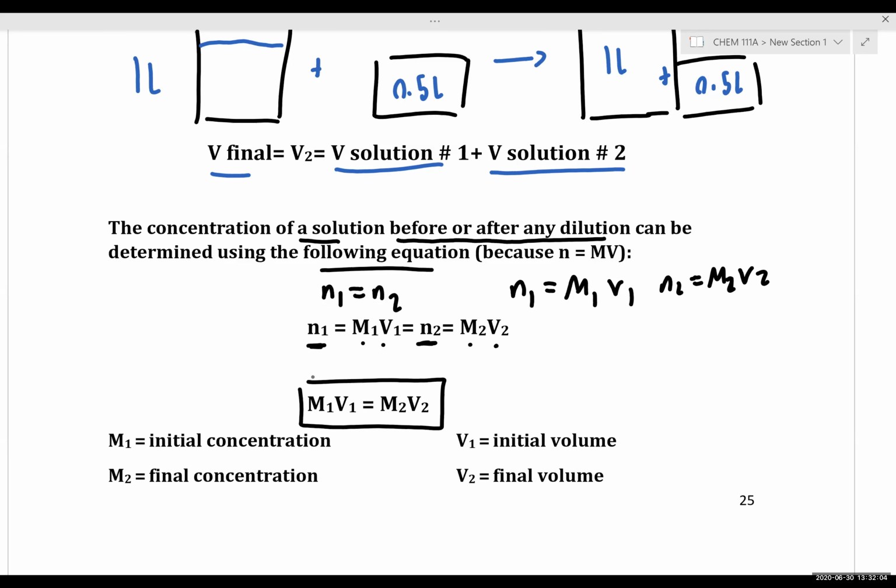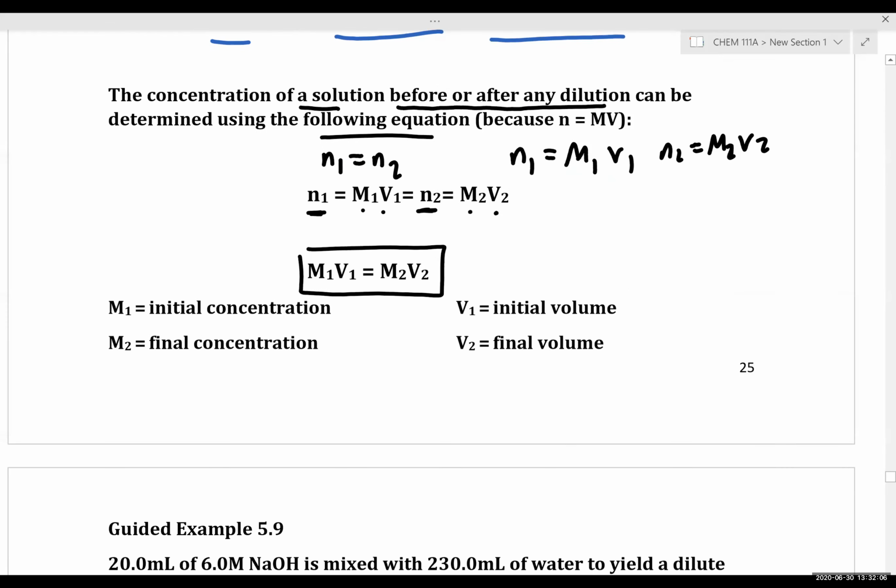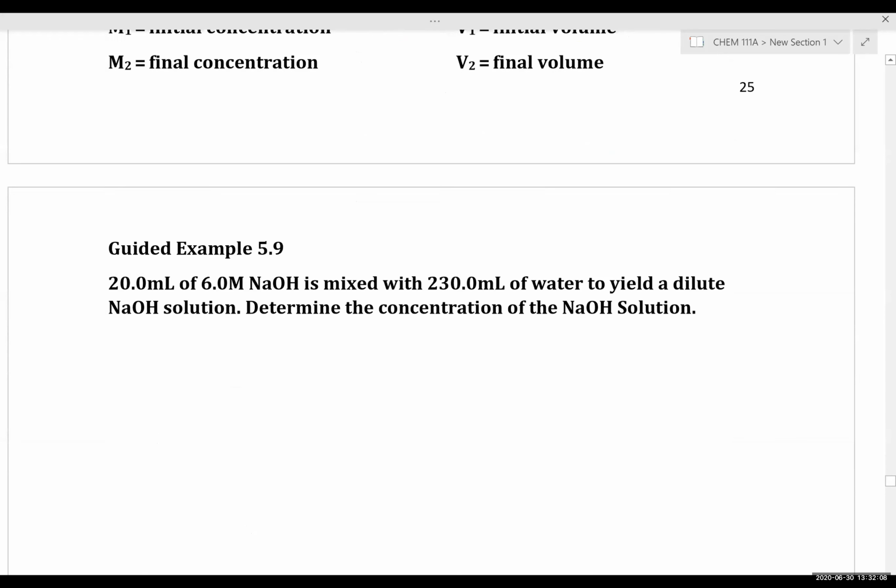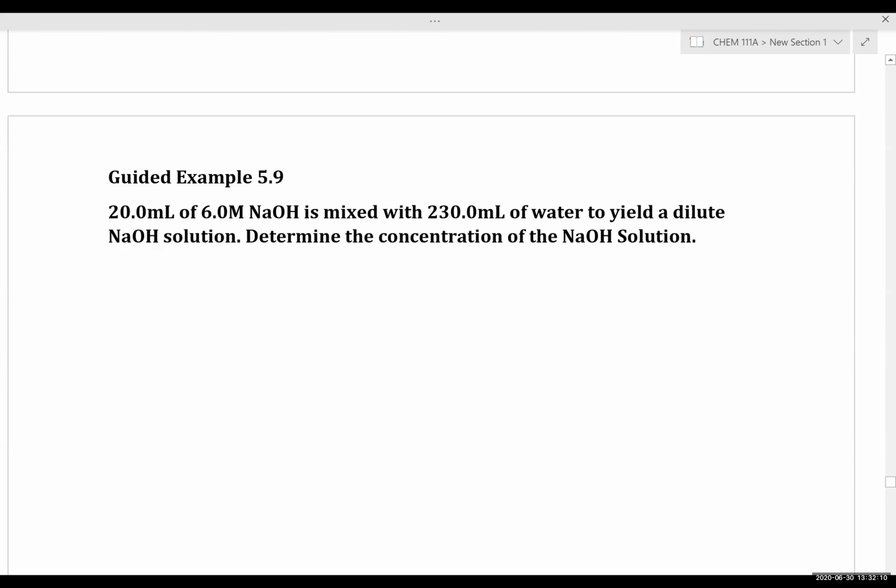So let's show how we can apply this dilution equation to solve problems. In this case, 20 milliliters of 6 molar sodium hydroxide is mixed with 230 milliliters of water to yield a sodium hydroxide solution. And our goal is to determine the concentration of this dilute sodium hydroxide solution.